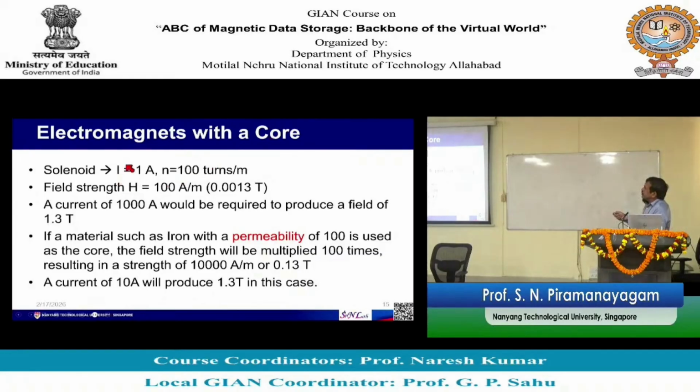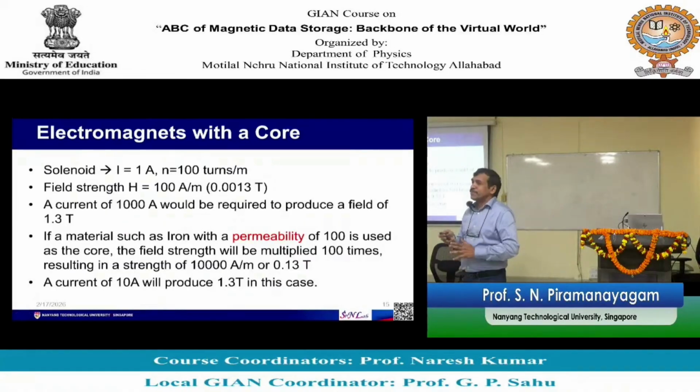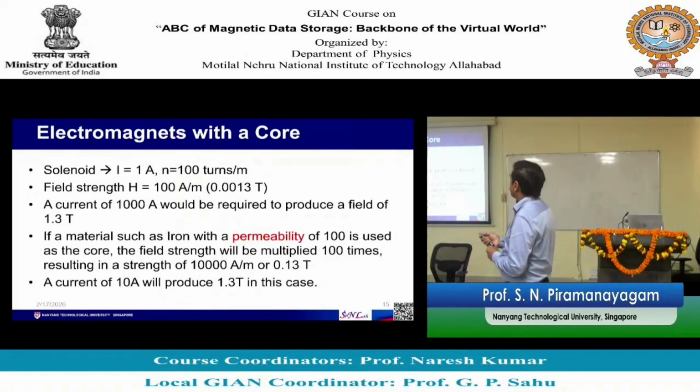For example, if you send a current through a solenoid, let us say the current is 1 ampere and you have 100 turns per meter, then the field strength you produce will be only 100 ampere per meter, which is 0.0013 Tesla. These are units that we use for measuring magnetic field. I think yesterday you learnt about the units. Quite often I might use SI units, but sometimes I will also use CGS units, so please bear with me. Now, here I am using SI units.